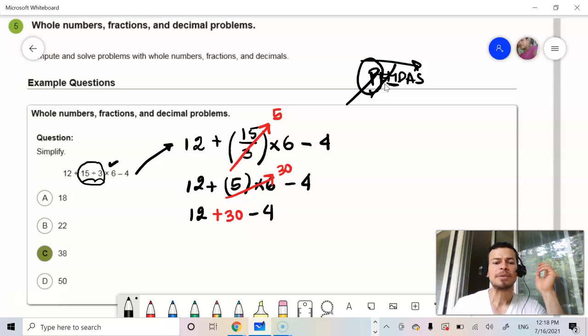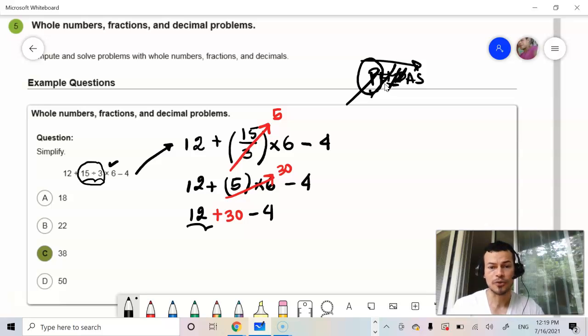So we did the multiplication, it is done. So now, do we have any division here? We don't have any division. We had a division here at the beginning, but it was in a parenthesis. So that's why we started with dividing 15 by 3, because it was inside of parentheses. So 12 plus 30 minus 4, we don't have any division, we have addition.